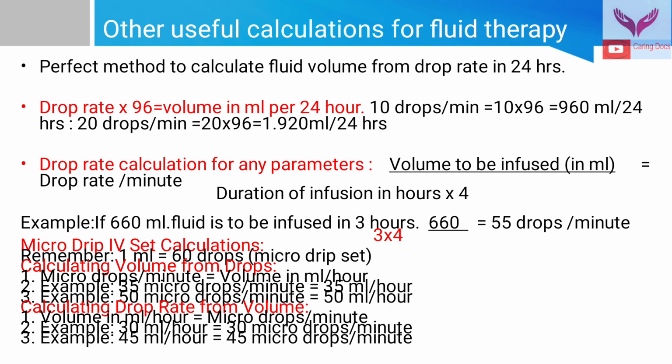In micro drip IV, just remember, in micro drip set 1 ml is 60 drops. Here, actually, the things have been overridden in this slide. Just remember, in micro drip IV set 1 ml is equal to 60 drops. In normal IV set 1 ml is equal to 15 drops.